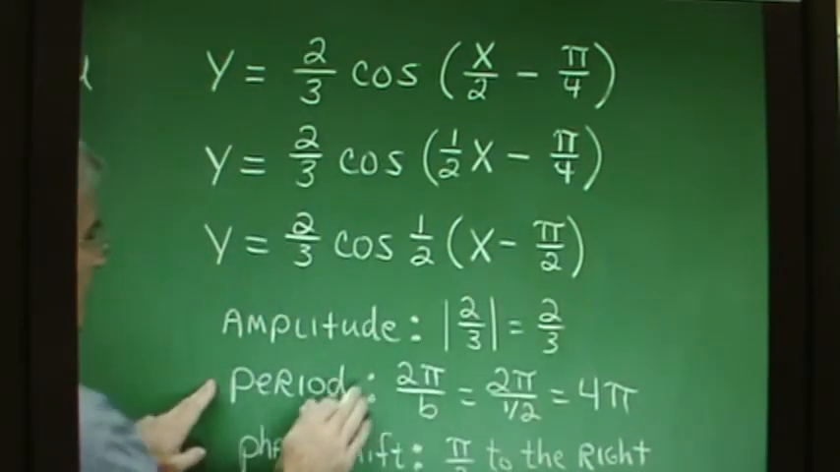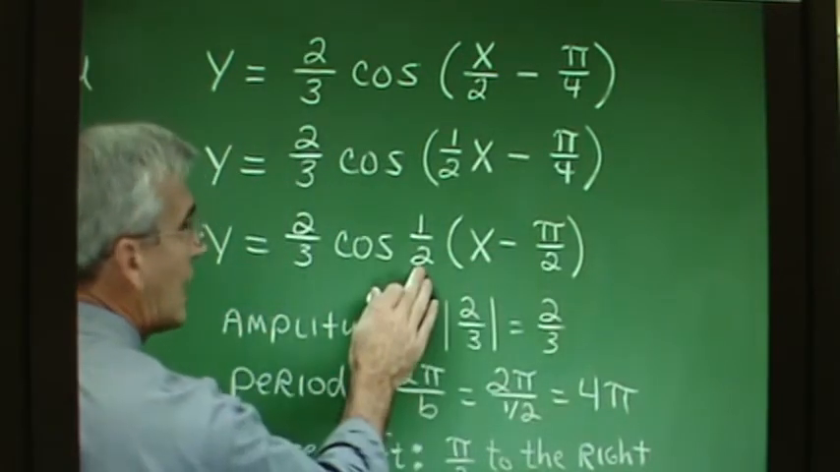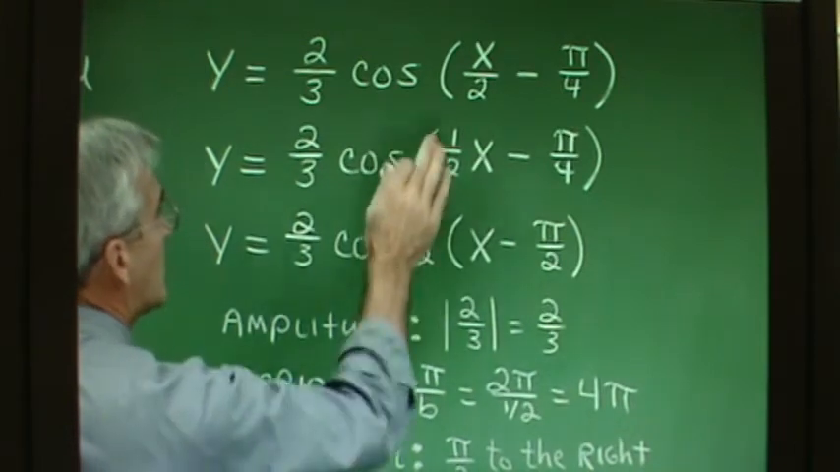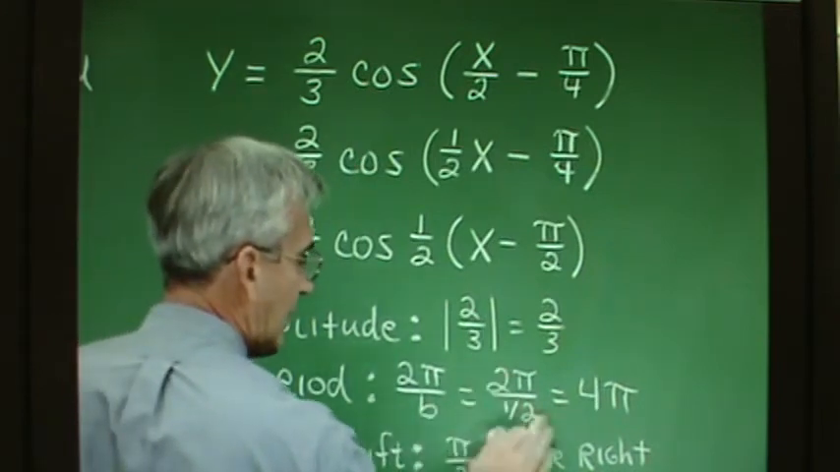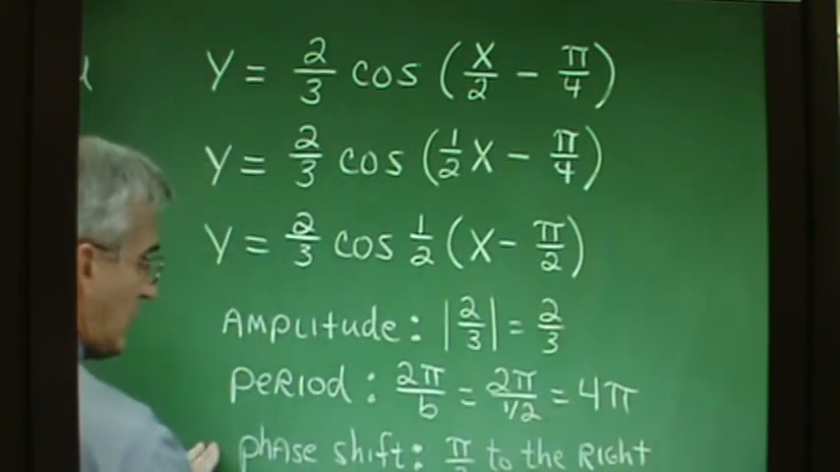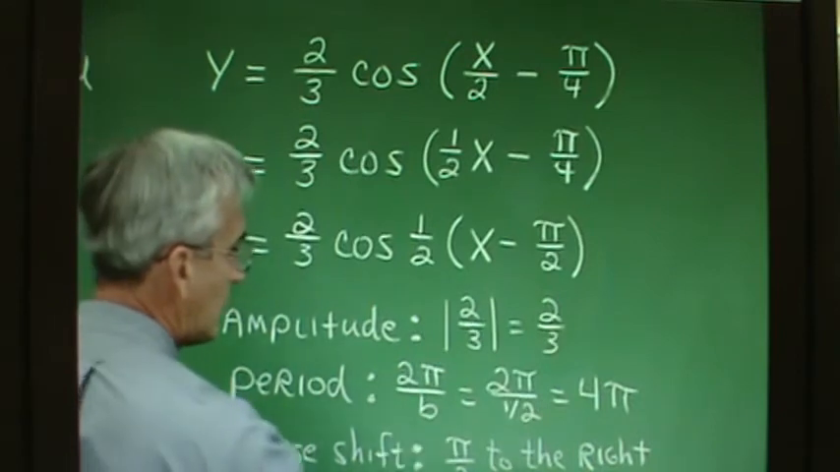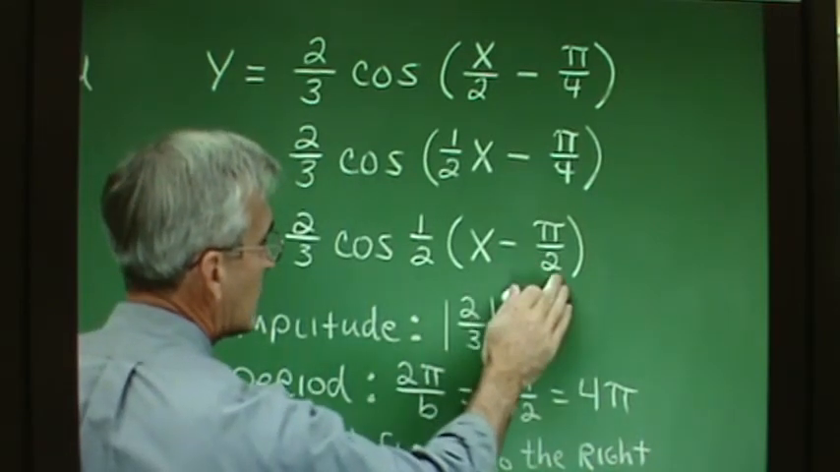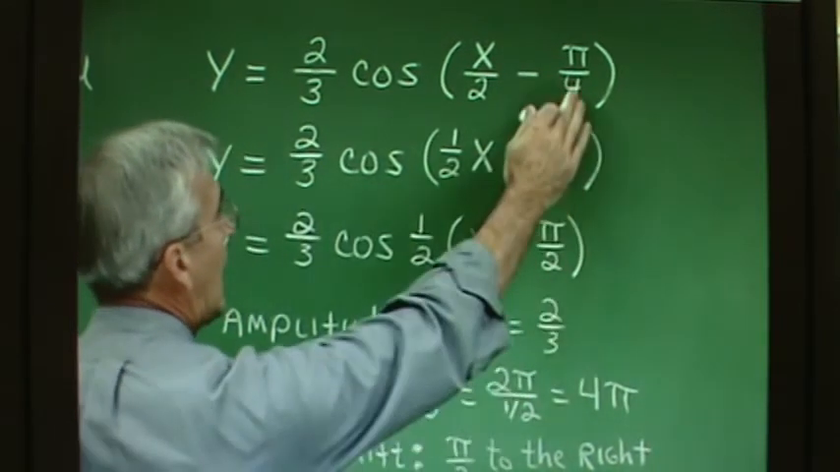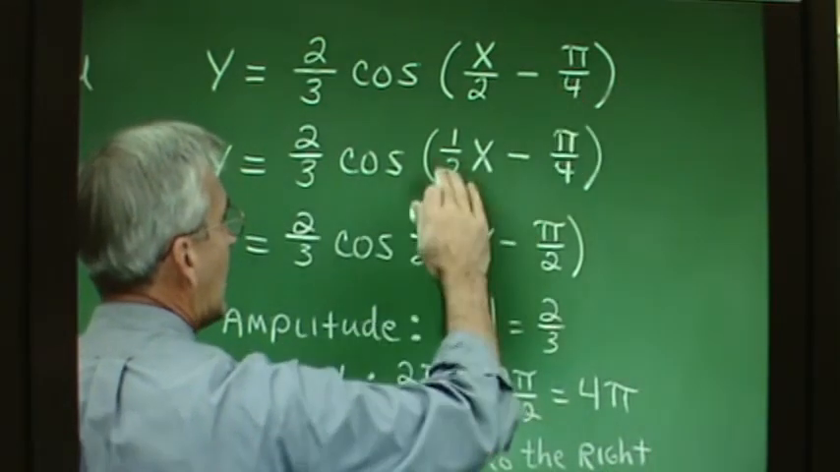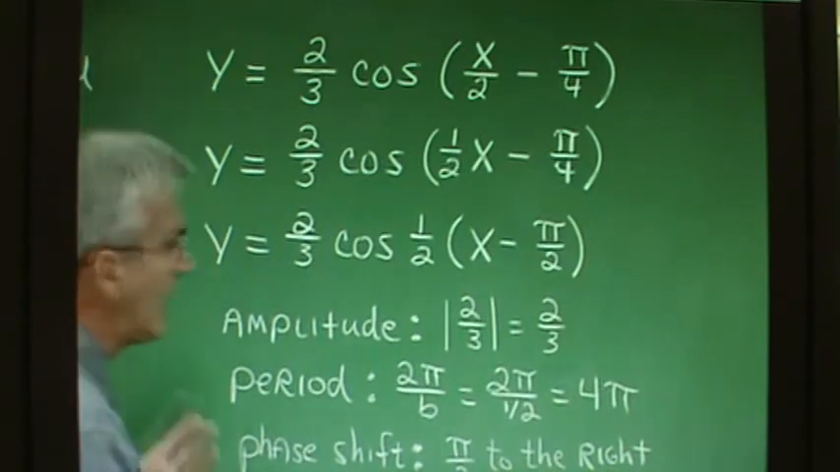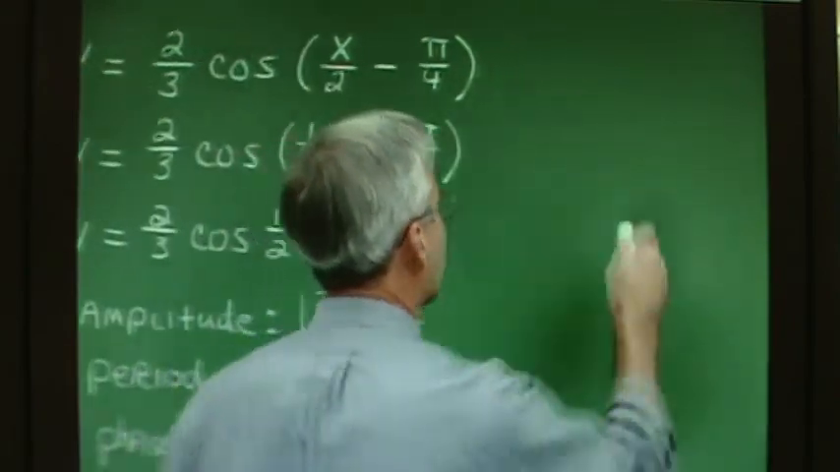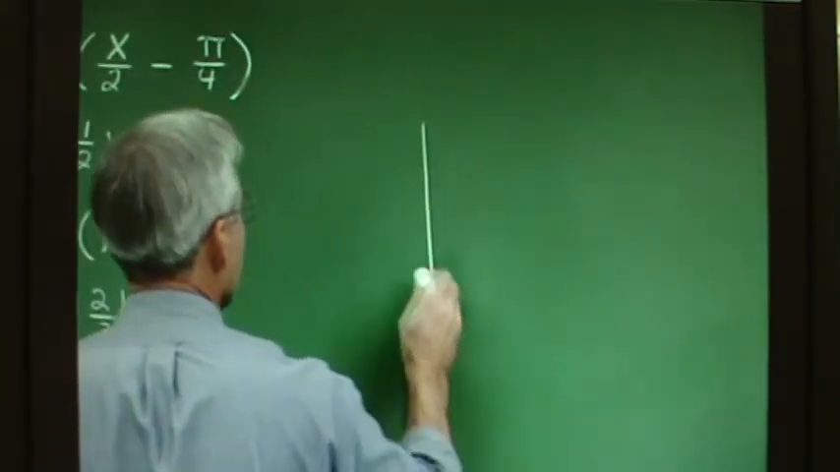I have a period of 2 pi over b, and the b value is 1/2. And it's identifiable here. It would also be identifiable up here. So it's 2 pi over 1/2, or 4 pi. And I have a phase shift of pi over 2 to the right, and I know that from this. Now I could also know it by pi over 4 over 1/2, but it's pi over 2. Okay, so I have all of those things. Now, with that in mind, I would just march over to the side, and I would begin my graph like this.